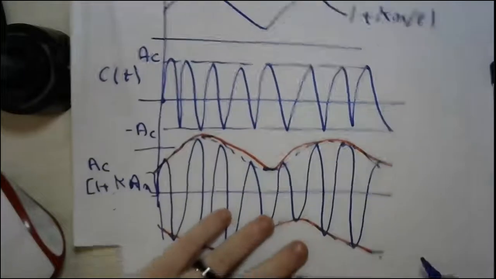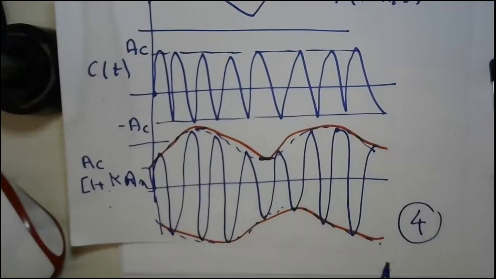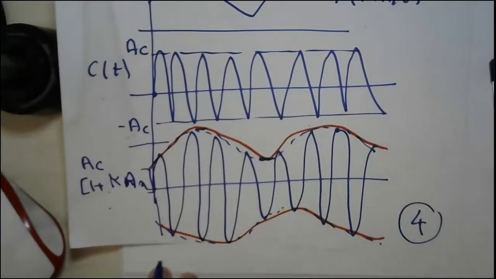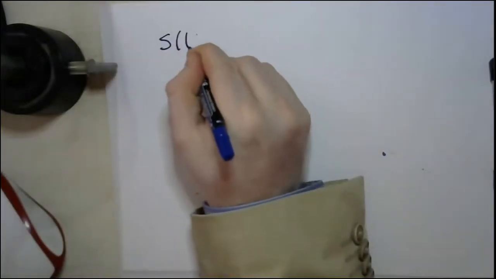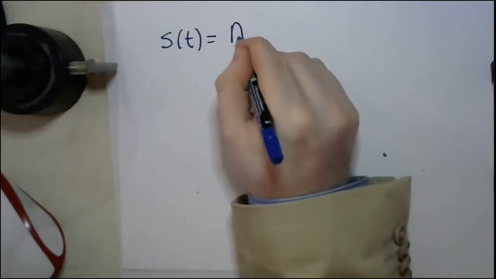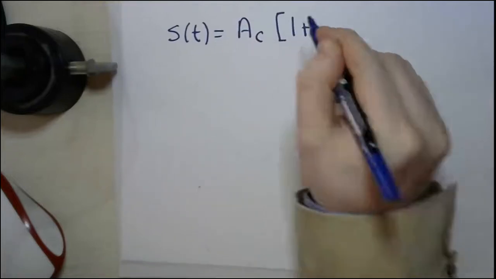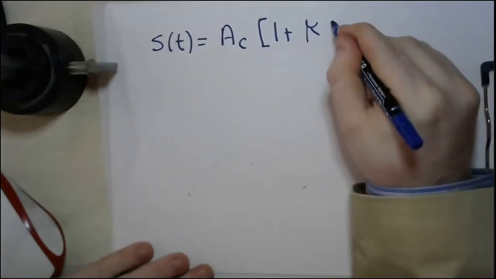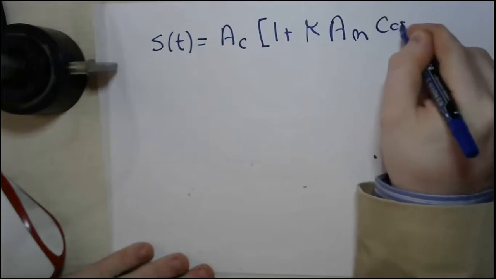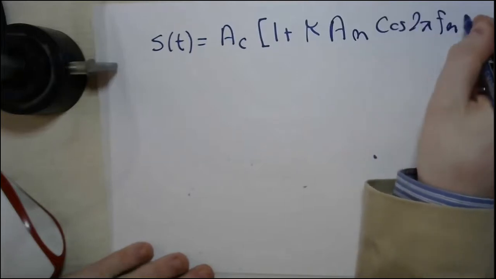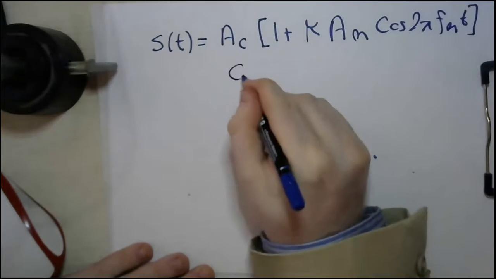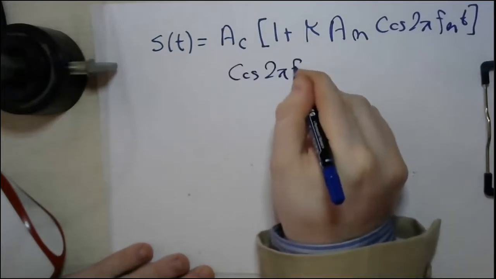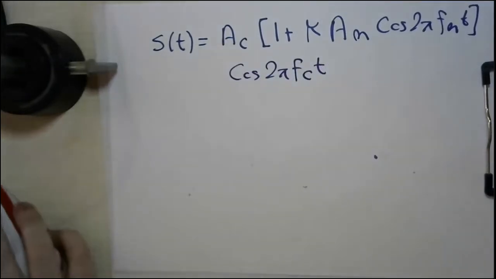So, I will keep this slide, slide number 4, to show it from time to time because we will need it. So let's rewrite the expression again. S of t equals AC times 1 plus K AM cosine 2 pi FM t, times cosine 2 pi FC t. This is our expression.